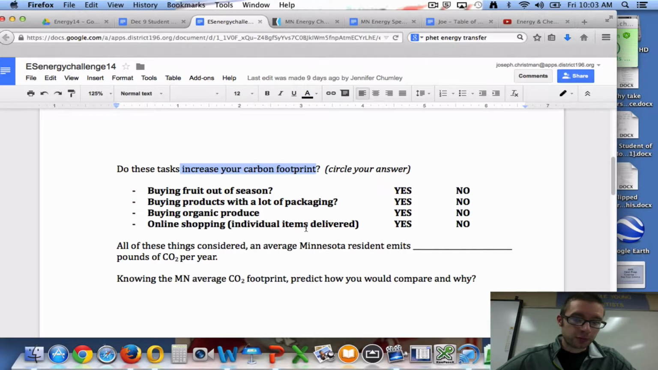Shopping online is also going to add to your carbon footprint because those things have to be shipped to your house instead of you going out and buying all of them at once.